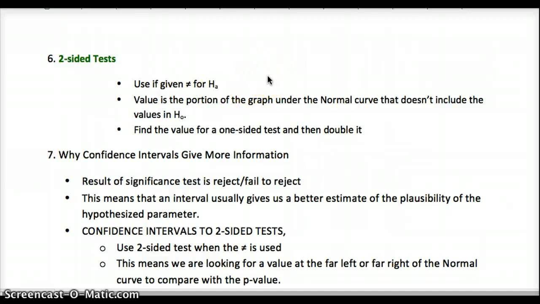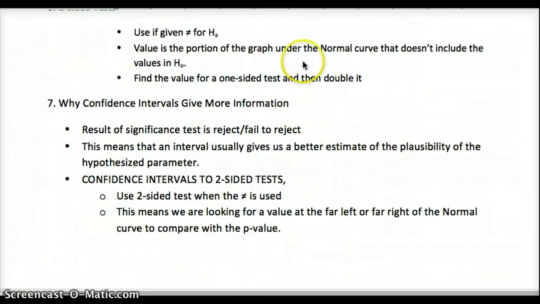A one-sided test would just involve less than and greater than signs. So our p-value is the portion of the graph under the normal curve that doesn't include the values in H0 for both of those. When you have a not equals, you'd find the value for a one-sided test and then double it, since it's on the left and the right.